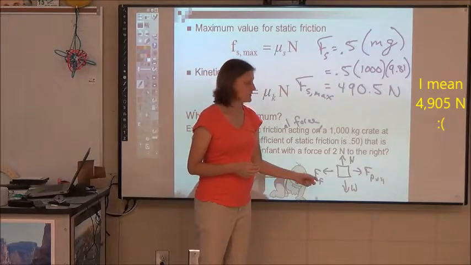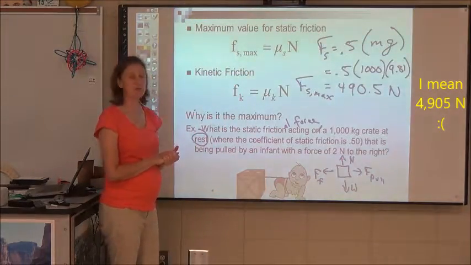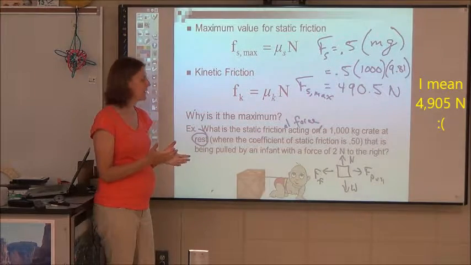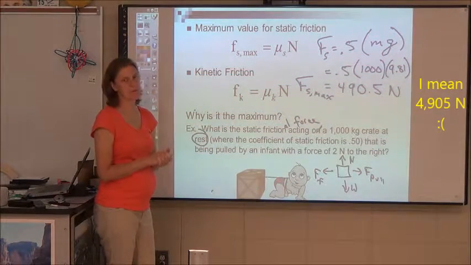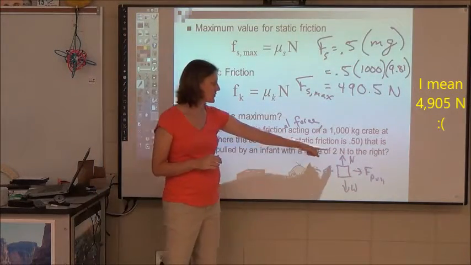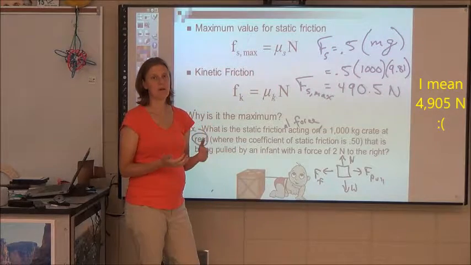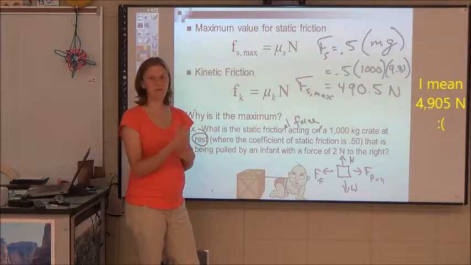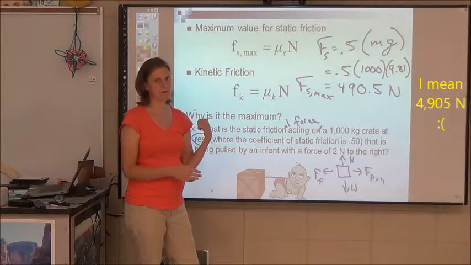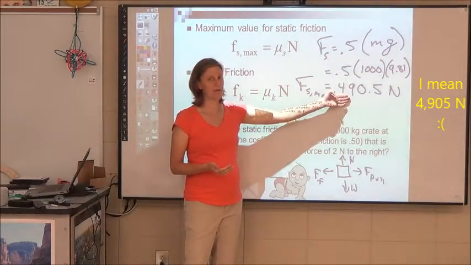But that doesn't mean the frictional force is always 490.5 newtons. The frictional force will increase until the baby reaches that maximum possible value. So if the baby is pulling 2 newtons to the right, the frictional force is 2 newtons to the left. That's the only way to balance out the baby. 2 newtons to the right, 2 newtons to the left. Friction could be equal to 490.5.